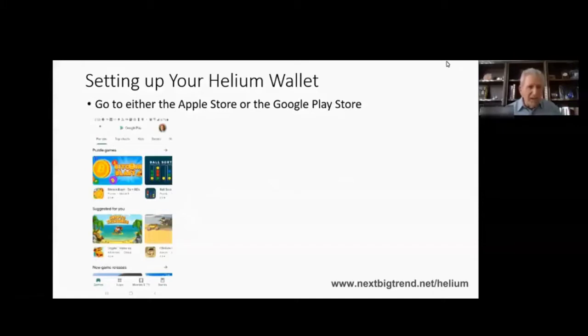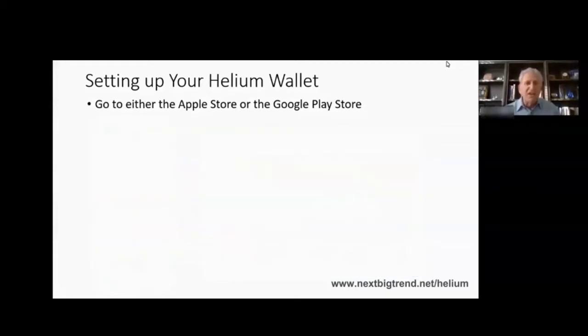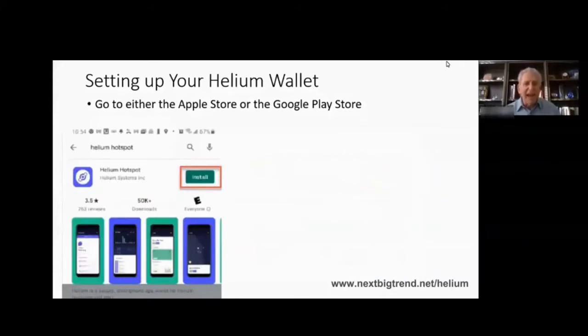So basically, on the Google Play Store, you go in and search for Helium Hotspot. Now, there are several different apps that have the word Helium in them, so make sure it has the logo that you see here. Then you know you've got the right app. I think some of them are maybe a dating app or something like that. You're not going to get quite the same results. So you go ahead and click on that, and install the app.